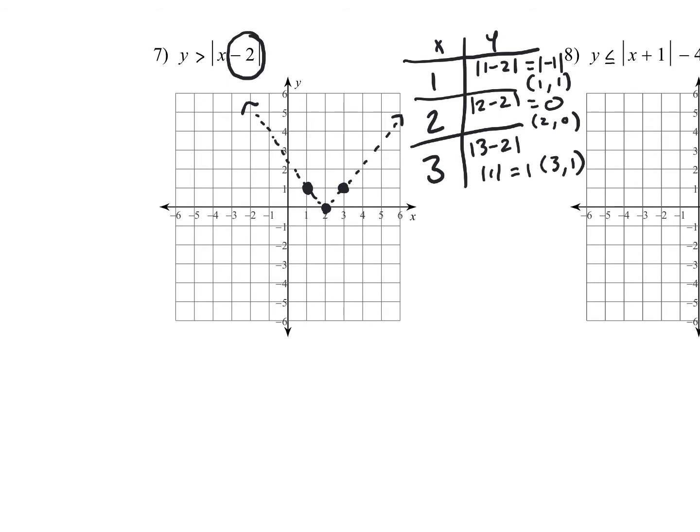Let's plug in 0, 0. So 0, 0 is right here. I have 0 is greater than the absolute value of 0 minus 2. So 0 is greater than the absolute value of negative 2. What's the absolute value of negative 2? 2. So is 0 greater than 2? No. So am I going to shade inside or outside the V? Inside. I shade where 0, 0 is not, so that's inside here.